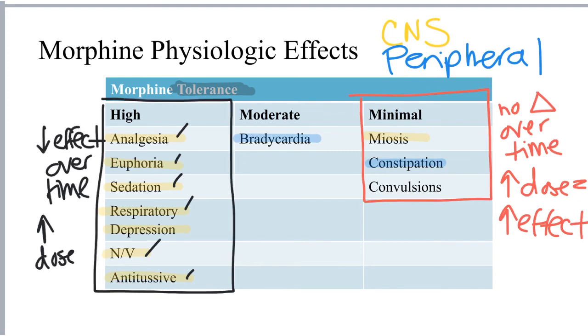One way to summarize this is to say that as you increase the dose of morphine because of the development of analgesic tolerance, you also get higher and higher levels of the physiologic effects on the right side of the table because minimal tolerance develops to those effects.